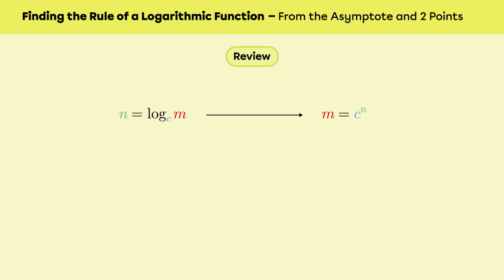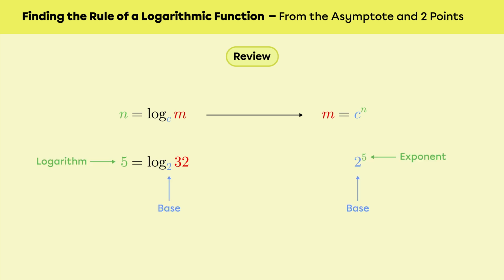When working with logarithms, you need to know how to switch from a logarithmic form to exponential form. For instance, if you have 5 = log base 2 of 32, start by writing the base 2. The exponent, which is the answer to the logarithm, is 5, and the power is 32.